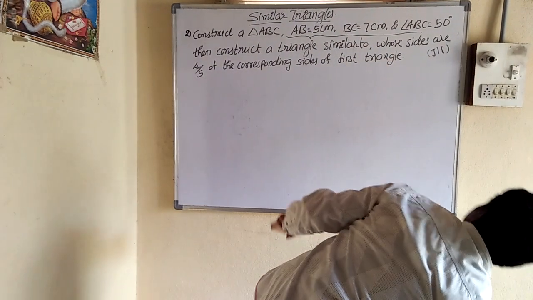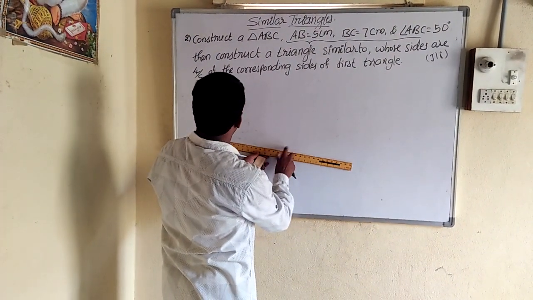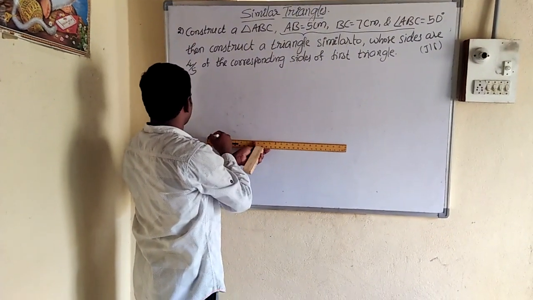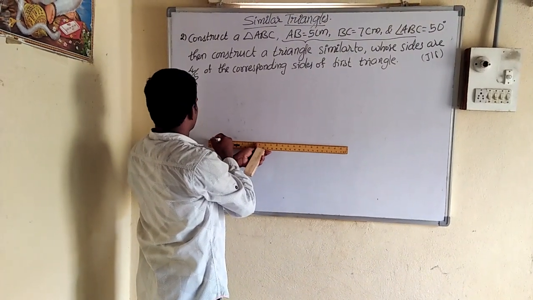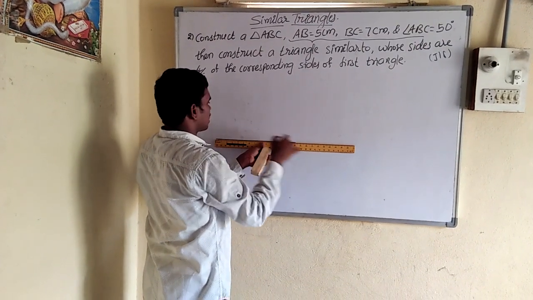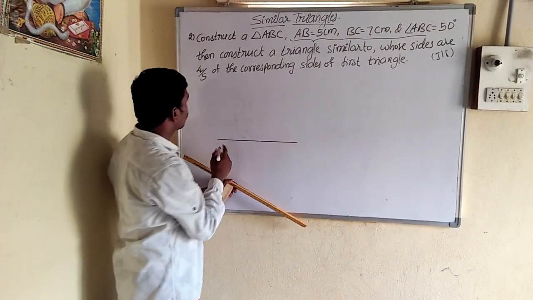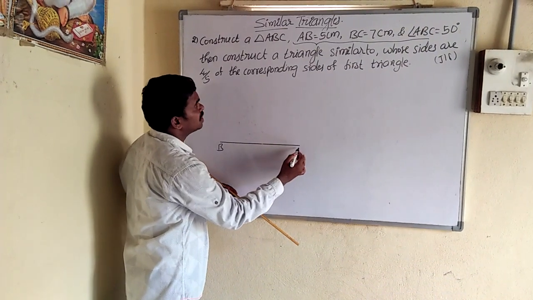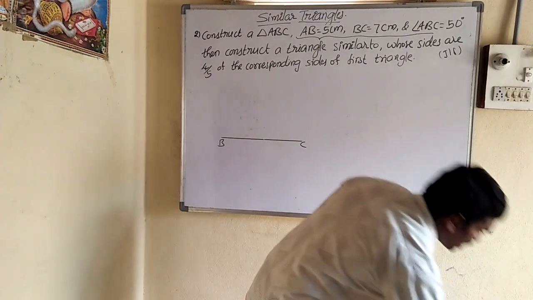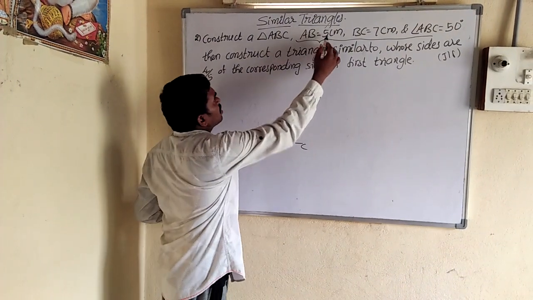I'm taking either BC or AB, one of them. First, I'm taking BC as 7 centimeters. BC equal to 7 centimeters. So here I am taking 7 only. For 2 centimeters I have taken 1 centimeter, but in your notebook you must take 7 means 7 only. For appearing I am taking some greater value, but it is 7 centimeters only. Next, AB equal to 5 centimeters.